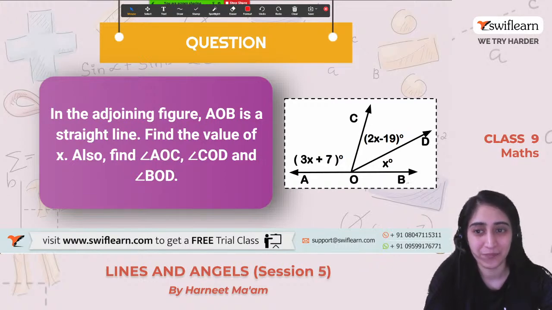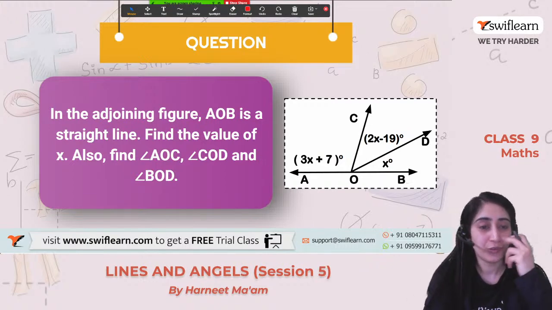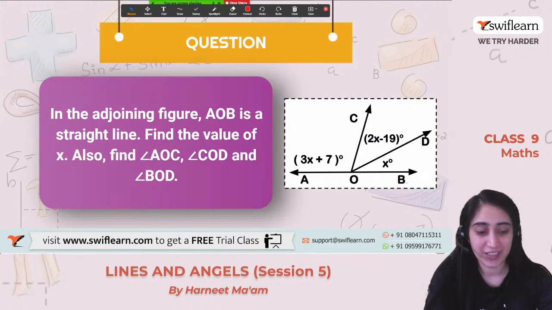It's easy. So the three angles are given to us. And what does it say? That we have to find the value of x and the three angles. So the angles already given are in terms of x. But how can we find out the value of x?